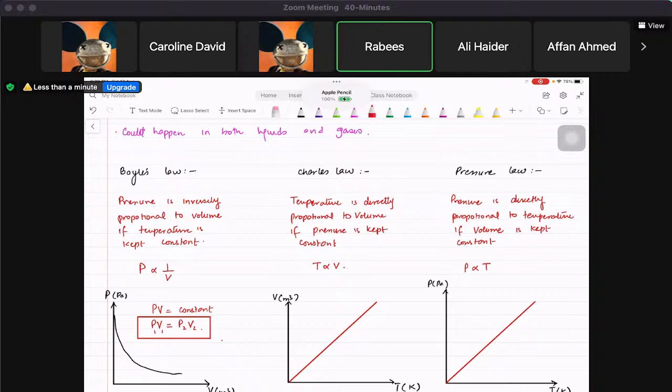Sir, what is PV equals to constant in the Boyle law? PV means this is like a relationship, right? So if I want to remove this proportionality, I would have to write it as P equals to, let's suppose, K, a constant, times 1 upon V. Don't you think so? So if I multiply V there, PV will be equal to K, which is the constant. Is it clear? Like that.